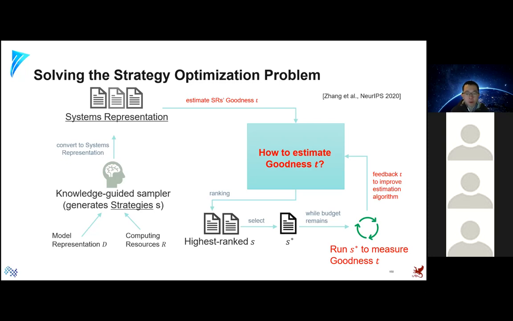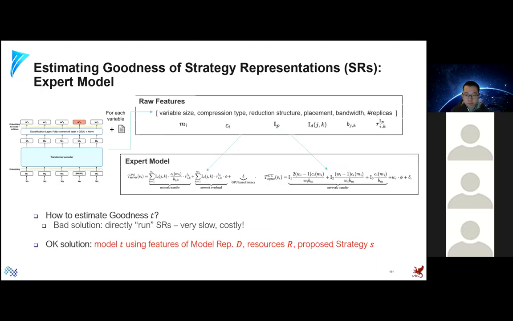But the core problem here is how can we cost effectively estimate the goodness of the system representation T? The simplest but worst solution is that we just launch real execution of that system representation for each strategy. Considering that the strategy space is exponential, this solution is in fact to simply enumerate every possibility in that space and try it with real execution, which is of course prohibitive.